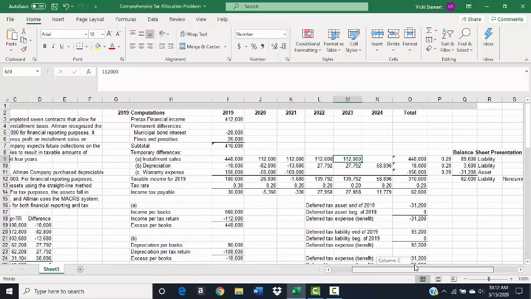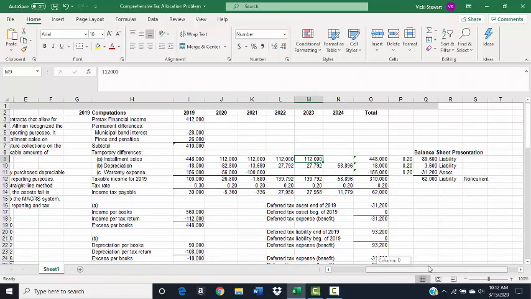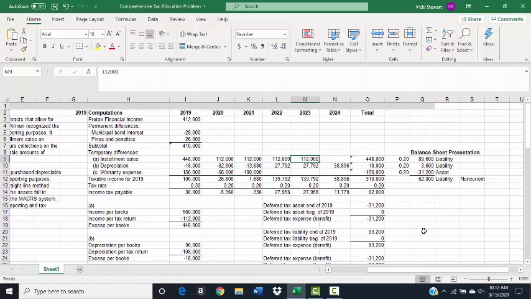Now we know that when we subtract an amount of revenue from financial income, eventually that's going to show up on the tax return. So that $448,000 times the future tax rate is going to result in a deferred tax liability of $89,600. Okay, because we will owe more taxes in the future when that income is reported.